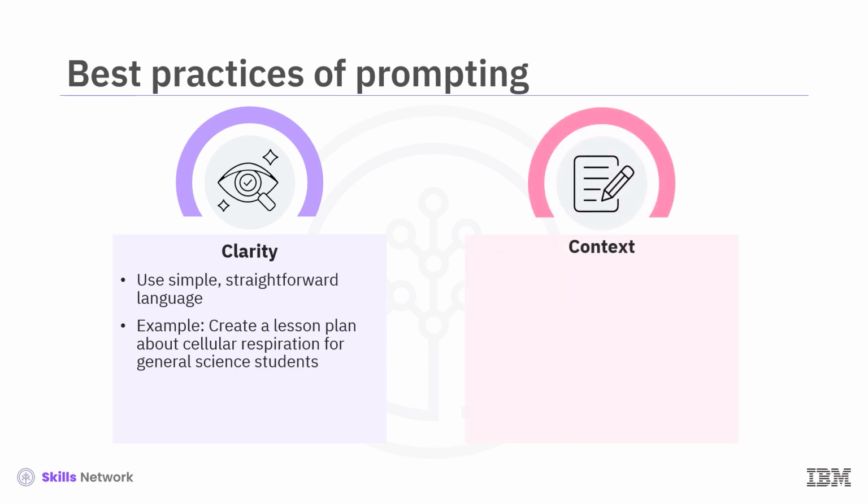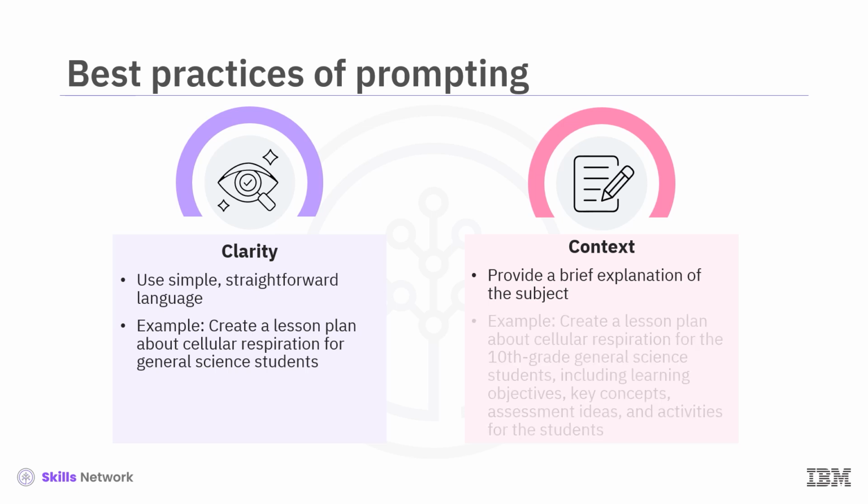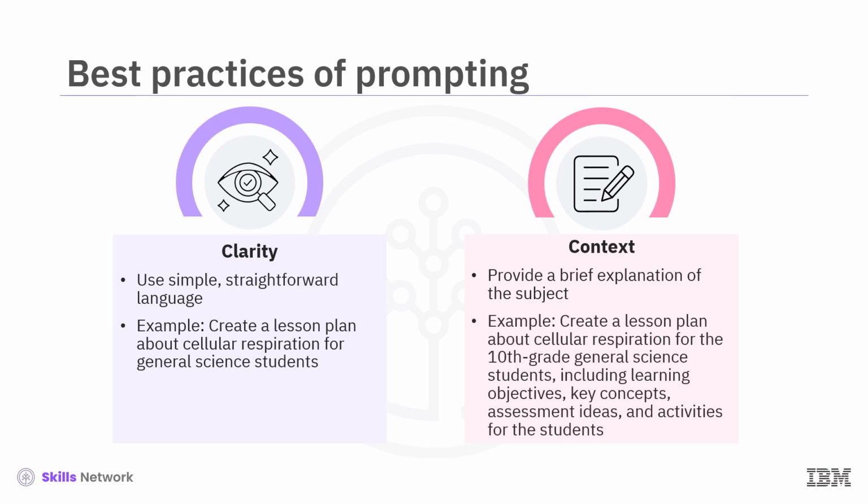The prompt should have a well-defined context to understand the subject, including a brief explanation, relevant information, or specific details for which the response is required. This can guide the ChatGPT in understanding the requirements to generate the desired output. For example, create a lesson plan about cellular respiration for the 10th grade general science students, including learning objectives, key concepts, assessment ideas, and activities for the students.